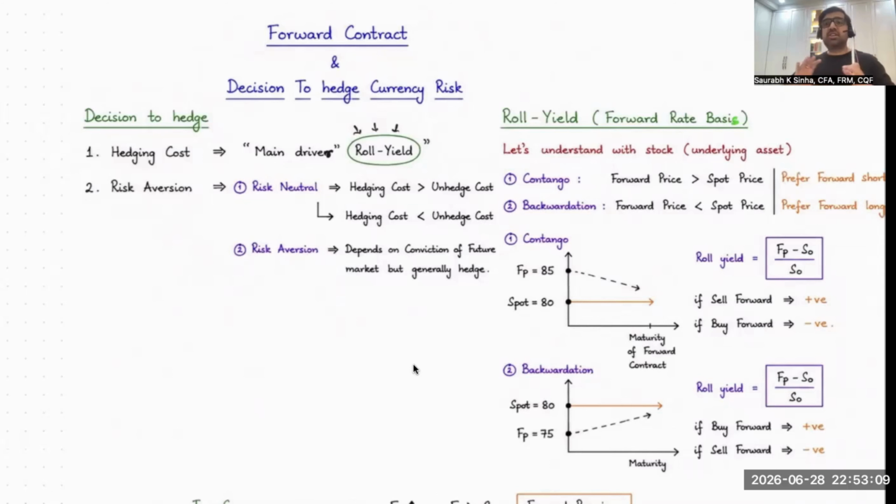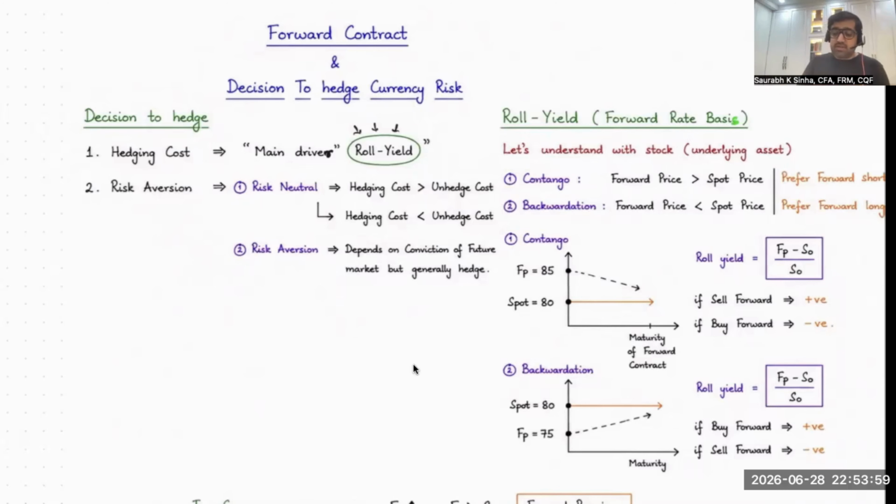Now, if the person is risk neutral, he will only look at whether the hedging cost is greater than the unhedged cost of the portfolio or less than the unhedged cost of the portfolio, and he will decide based on that cost analysis. If the risk neutral portfolio manager or investor calculates that the hedging cost is going to be less than the unhedged cost, then definitely he will hedge, because the hedging cost is very low. Why not hedge? But if the hedging cost is very high, then he will go unhedged. He will not go into the forward contract to hedge.